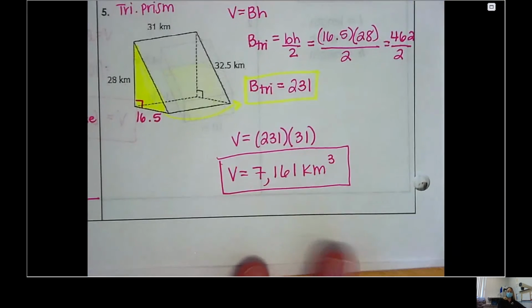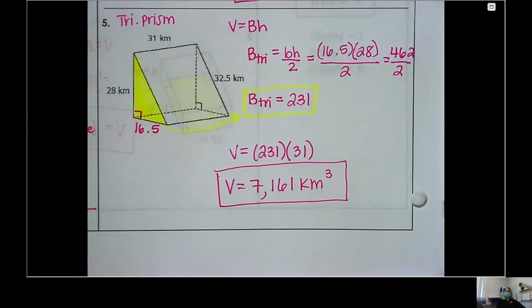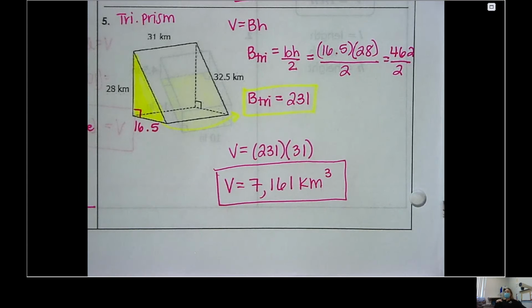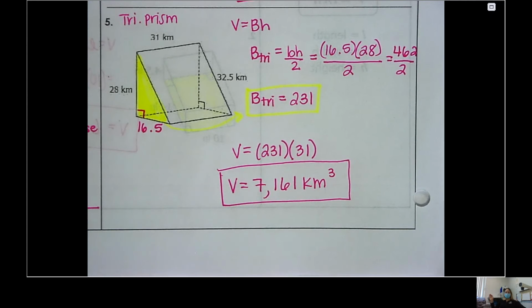And now I'm finally done. Whew. So that one by far was the most involved because you had to find the base first before you could do anything. And so that's why I saved that one to be our last problem. I don't think it's hard, but I think it's just more involved than the other ones.